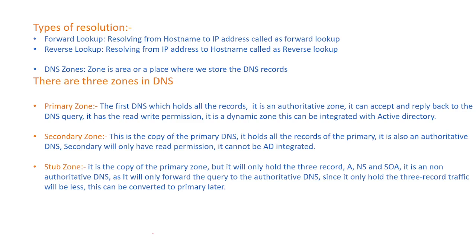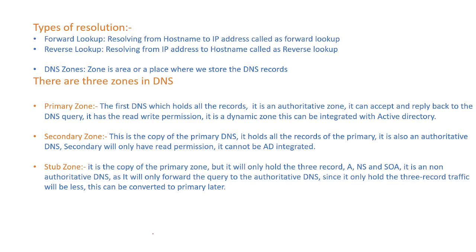Then the final is stub zone. Stub zone means it is also a copy of the primary zone, but it will not have all the records. The stub zone will only have three kinds of records. One is A record. A means host record. For all the computers, for all the servers, for all the domains, we will create a record called A record. I'll show you after this.